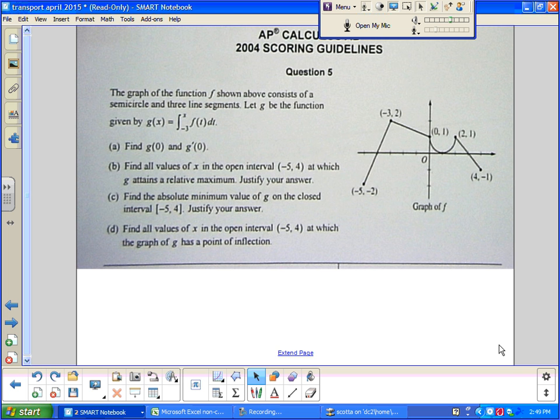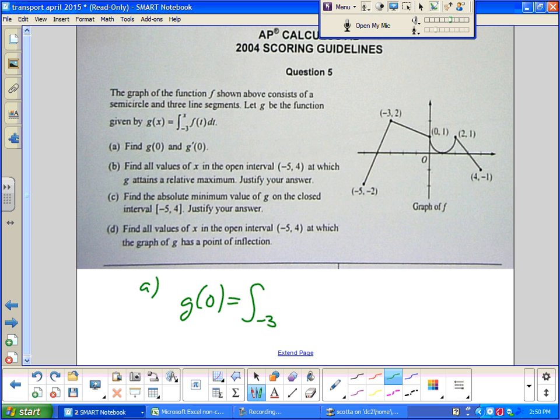First thing is find g of 0 and g prime of 0. All right, guys, g of 0 is pretty easy, right? For letter A, you plug it in. And we know that the integral from -3 to 0 is the area under the curve. So I look at the graph up here, 1, 2, 3. I see a quadrilateral. You guys agree? A triangle and a rectangle is how I would do this.